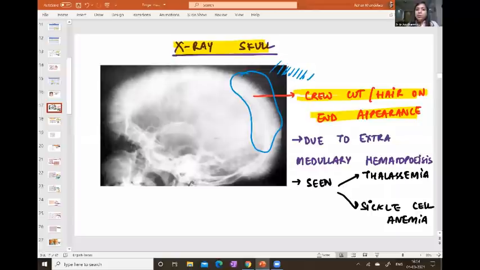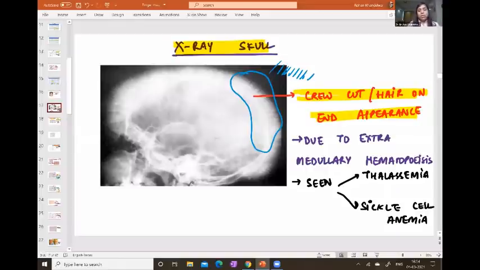Now, why is this appearance? Again, because my bone marrow does not have proper hematopoiesis. So the hematopoiesis starts in the skull bones, right? So this is also due to extramedullary hematopoiesis. And if you are given such an image in the exam, there are only 2 DDs which you think of. One is sickle cell anemia and another is thalassemia, right? So this crew cut appearance is seen in sickle cell anemia or thalassemia, correct?